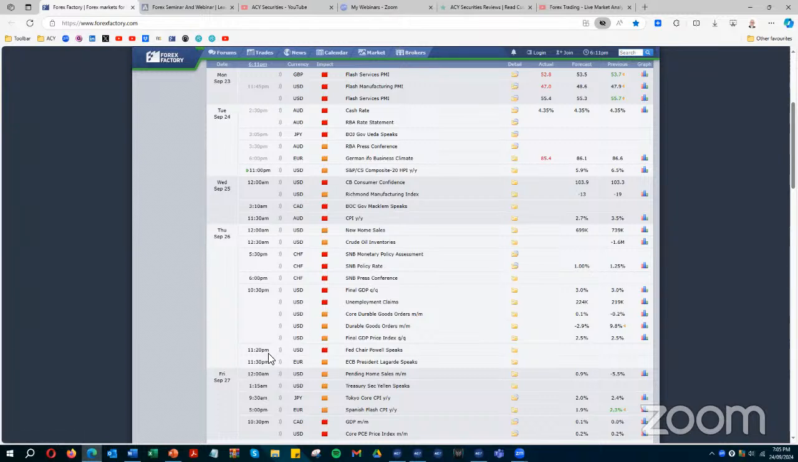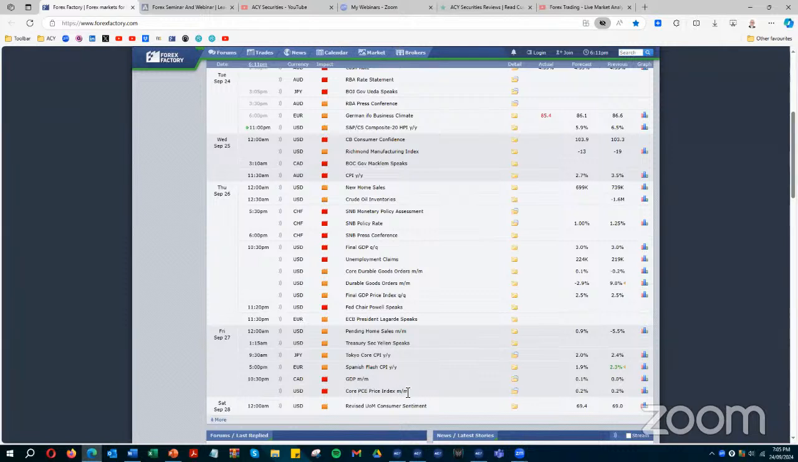All right, getting late into Thursday, 11:20 for the US, Fed Chair Powell speaks. And then 10:30 p.m. on Friday, we have Canada's GDP month on month and the US core PCE price index, which is an inflationary figure. So the market will be looking at that quite clearly at 10:30 on Friday.